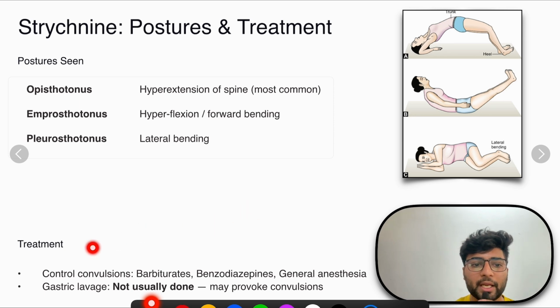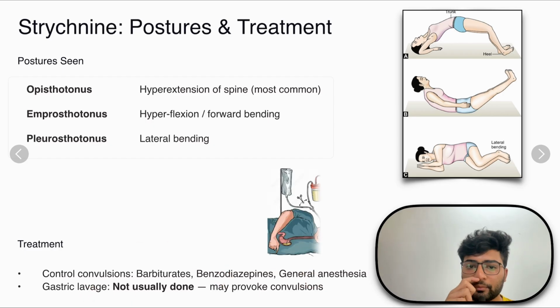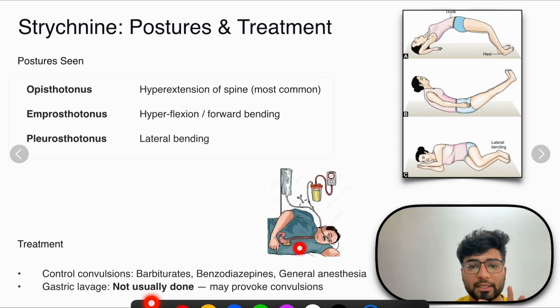What is the treatment? Treatment is to control convulsions. We give barbiturates, benzodiazepines and general anesthesia. Here gastric lavage is not done. Why? If you do gastric lavage to remove the poison, then you are irritating the muscles, and the muscles are highly irritated. The muscles are in a highly contracted state. You cannot disturb this muscle.